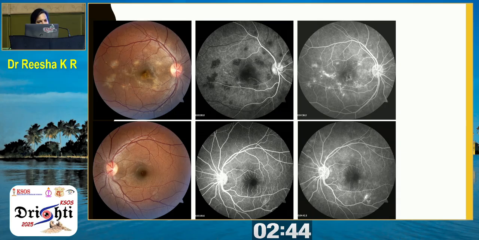Similar looking lesions, but in the left eye, the fundus looks very normal in the fundus picture. But see, in FFA, there are multiple lesions of punctate inner choroidopathy. Here comes the role of imaging.